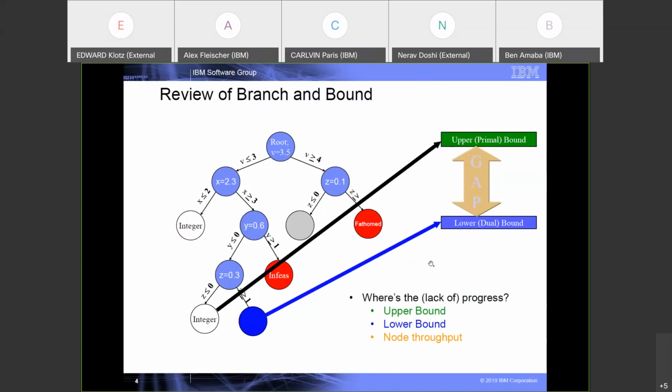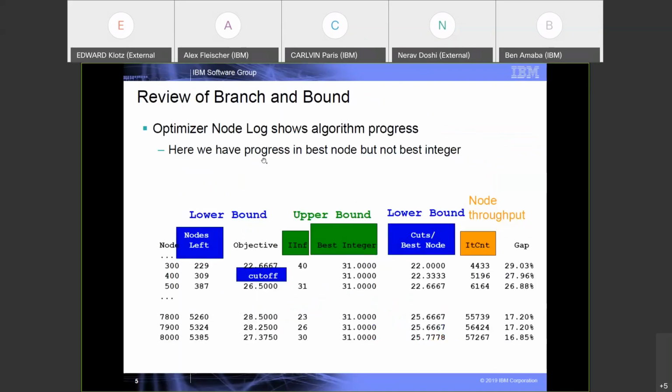So if we think about this, we can ask ourselves, well, how does the algorithm make progress or not make progress? And it really boils down to three things: how well the upper bound moves, how well the lower bound moves, and how quickly we can generate and process these nodes. The node log that Seaplex generates has a lot of information about those three progress metrics.